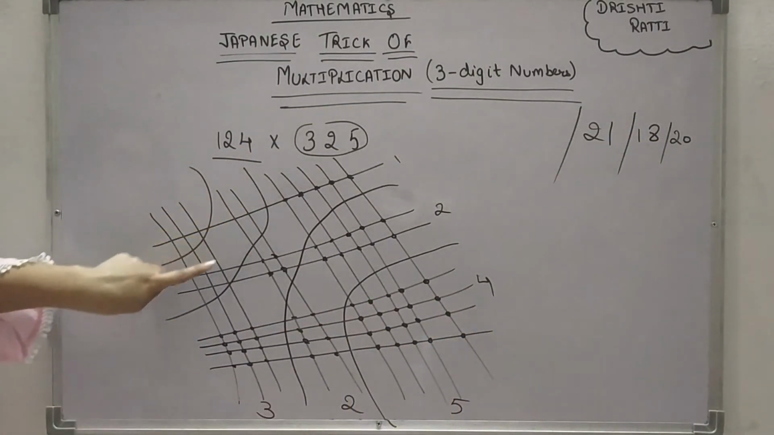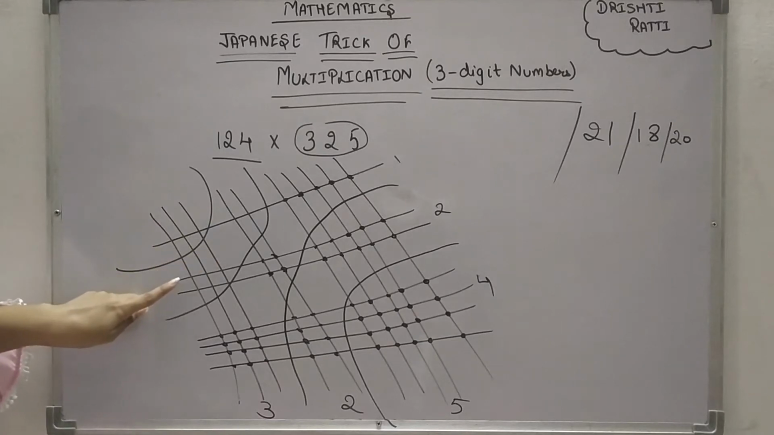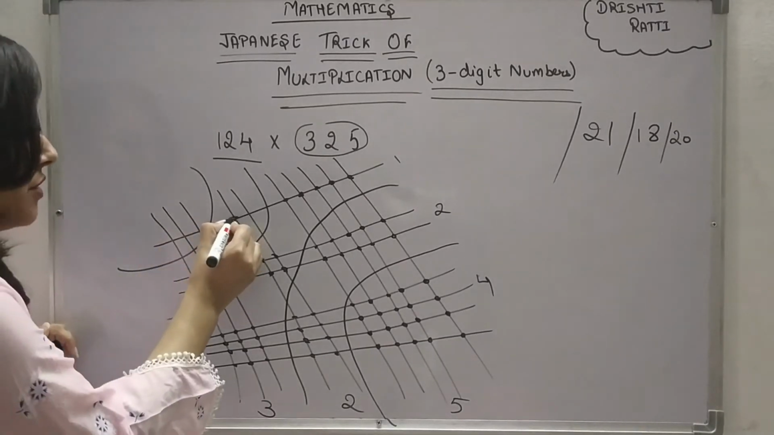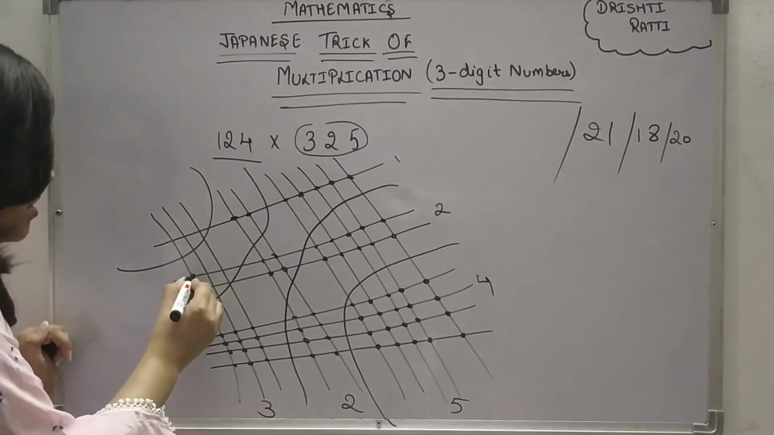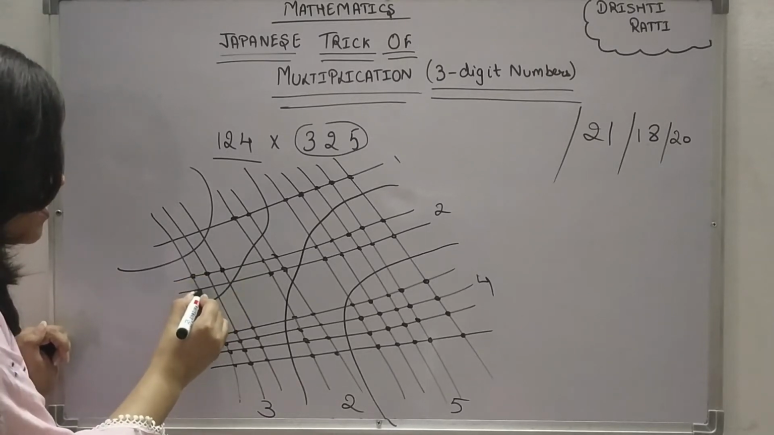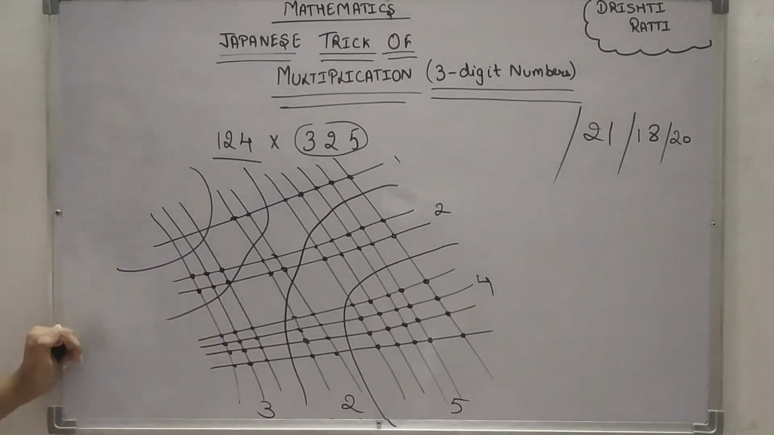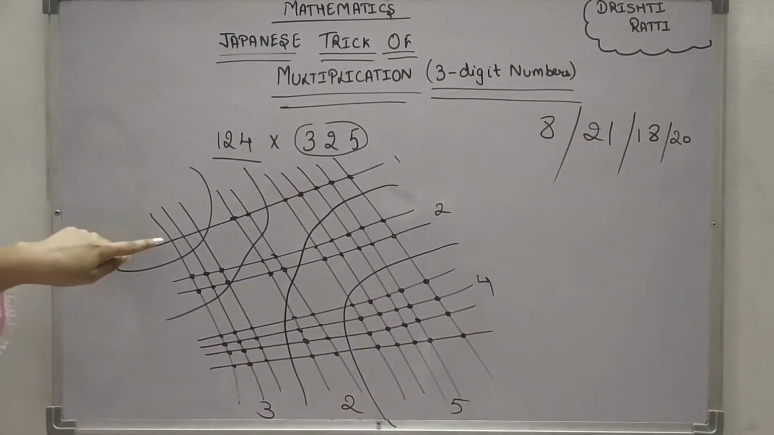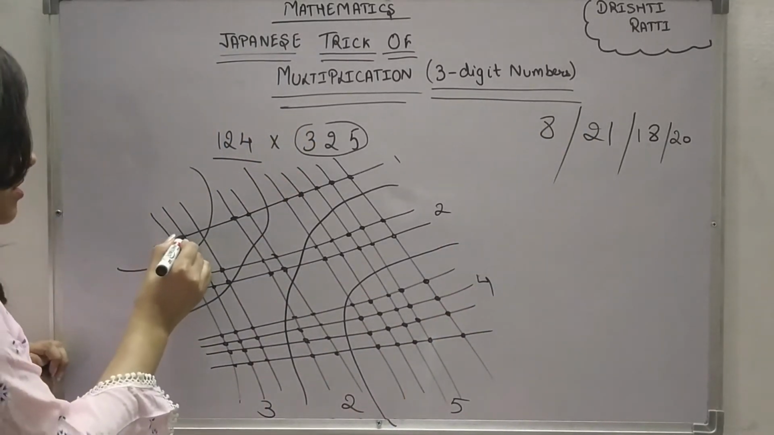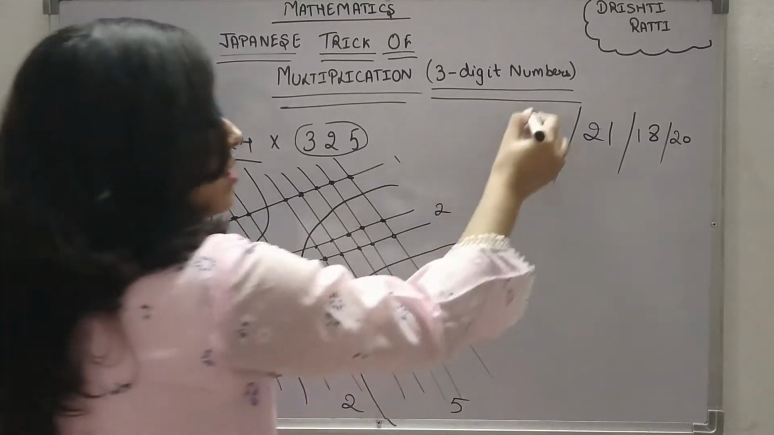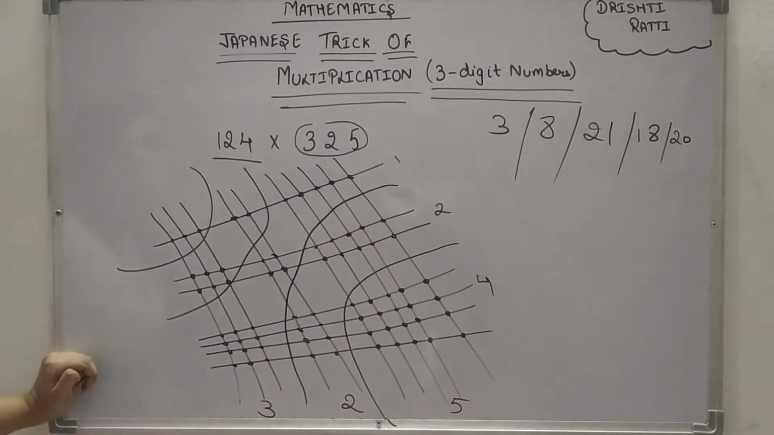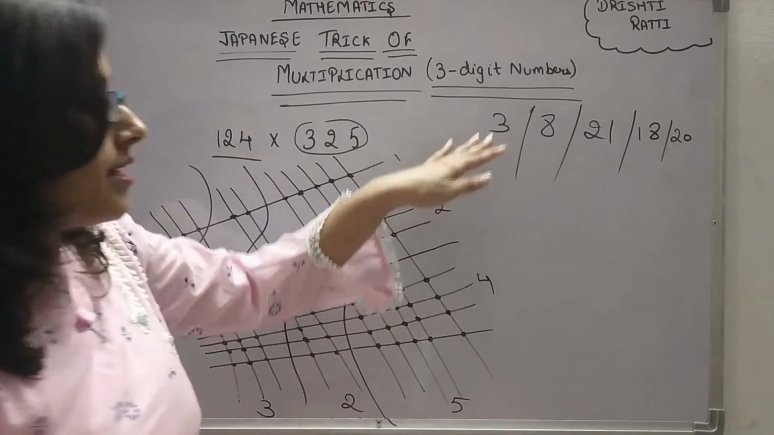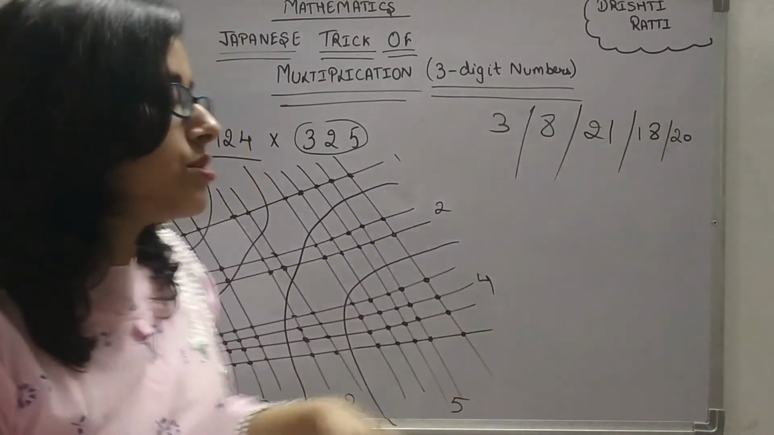Next, coming to all these intersecting points, counting. So it is like 1 and 2 over here, 3, 4, 5, 6, 7 and 8. So that is 8. So I will write it 8 simply. Next one. You can see it's 1, 2 and 3. So it is 3. Now you might be thinking why I made these slashes over here.